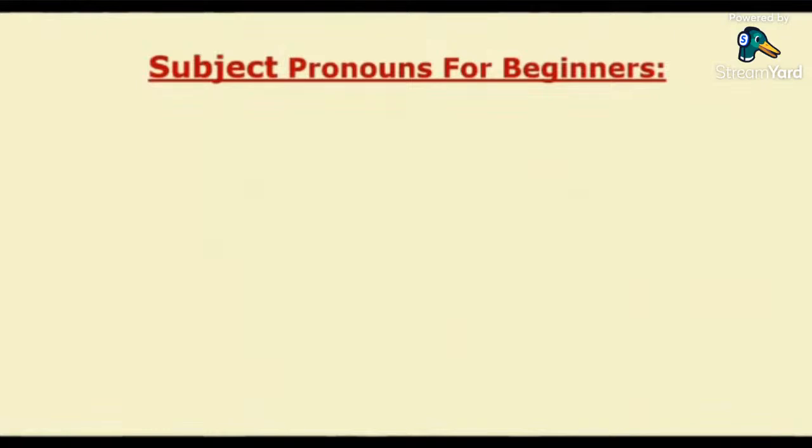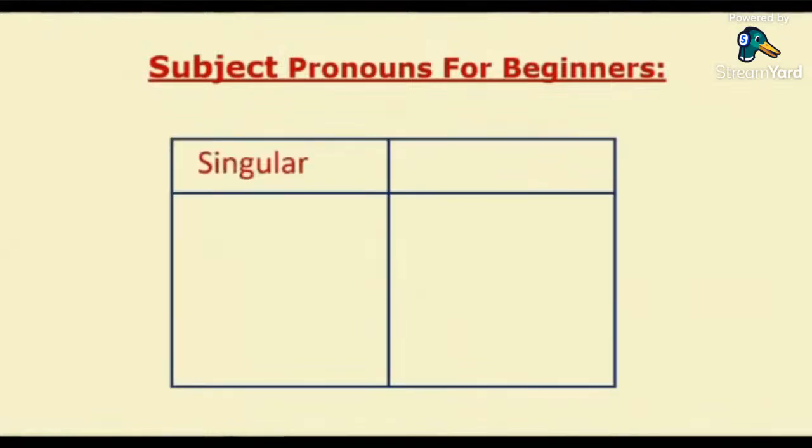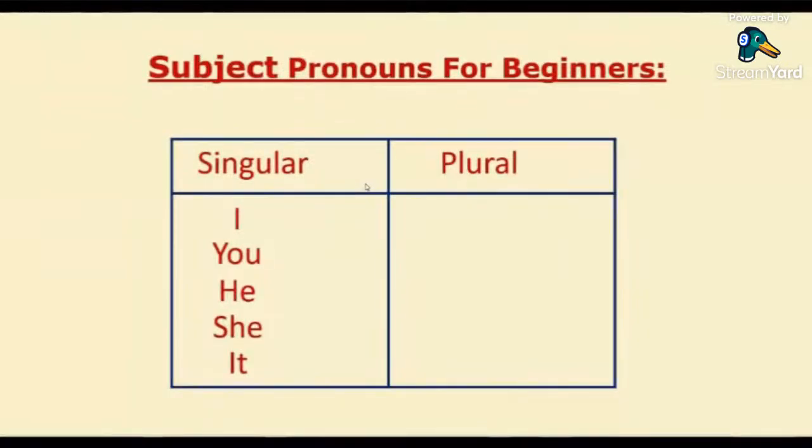Subject pronouns for beginners: we have singular and plural. For singular, we have the subject pronouns I, you, he, she, and it. And for plural subject pronouns, we have we, you, and they.